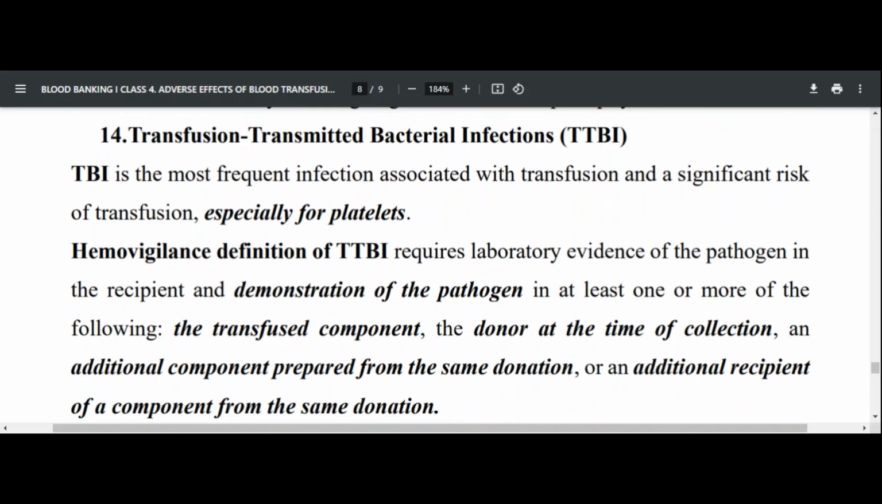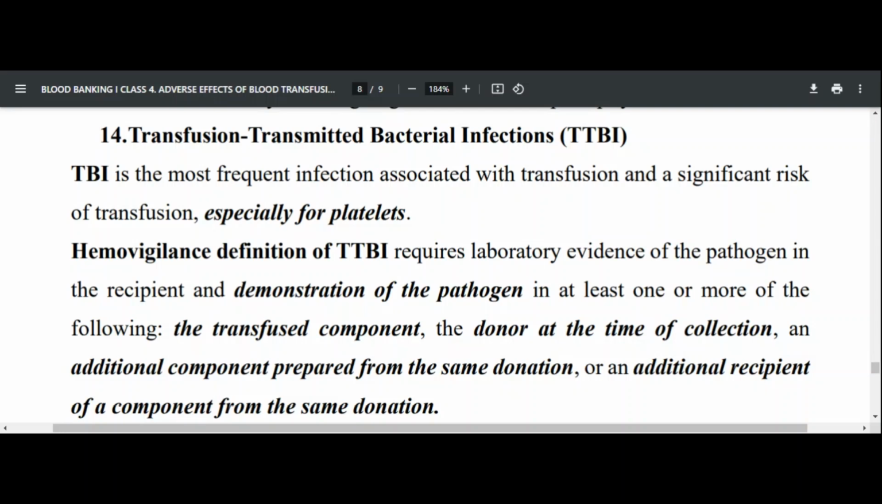Finally, we have transfusion transmitted bacterial infection. This is another type of transfusion reaction where transmission of bacteria is involved. This is the most frequent infection associated with transfusion and a significant risk of transfusion, especially for platelets. Hemovigilance has a definition of transfusion transmitted bacterial infection, which requires laboratory evidence of pathogen in the recipient, that's the first thing, and demonstration of pathogen in at least one or more of the following.